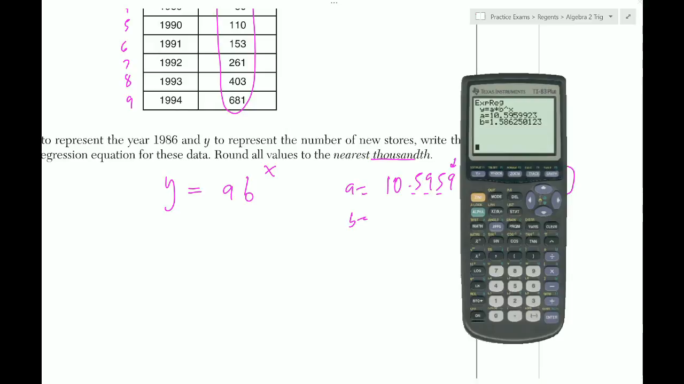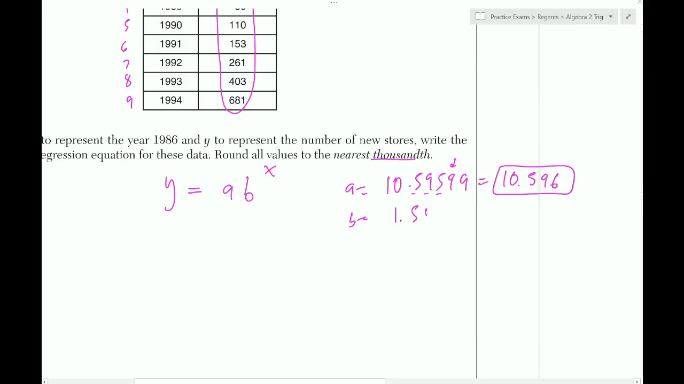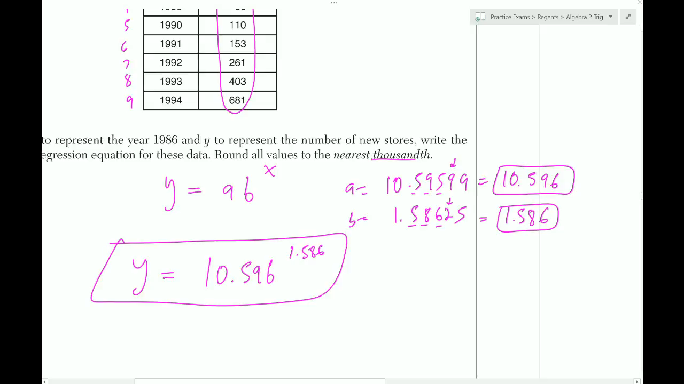Now for b, 1.58625. Tens, hundred, thousands. So this is my pivot. 1.586. Now I just have to plug in. So y equals a, which is 10.596, to the power 1.586. Okay.